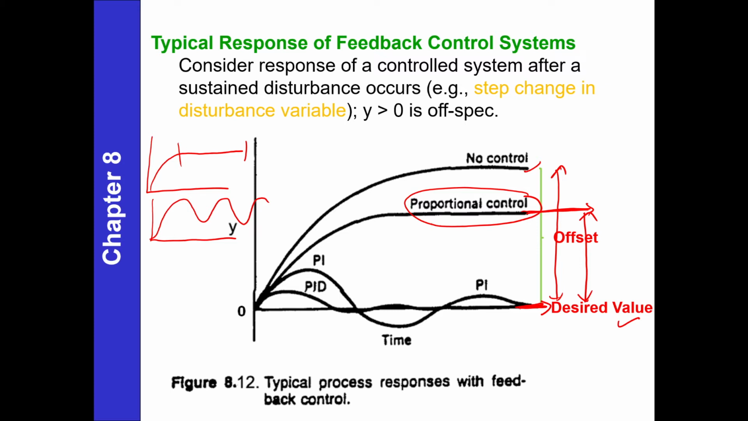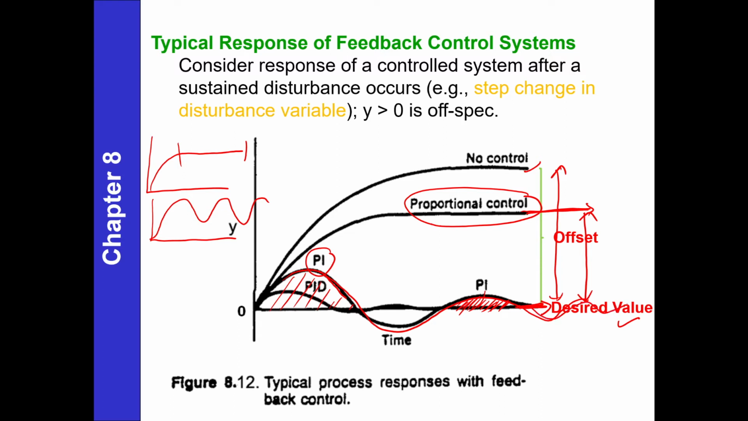Okay, and then to eliminate the offset, the integral mode has been introduced, whereby here we have PI. A PI controller means the error is reduced, but there is still some error. The area under the graph is the error. There is still an error, not really eliminated, or it took some time.